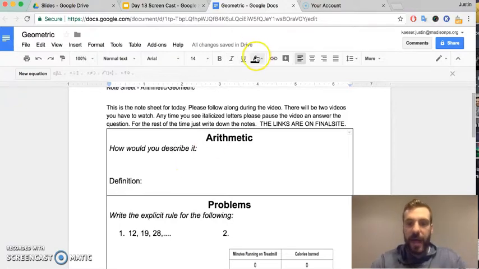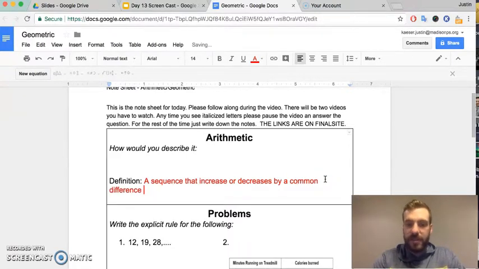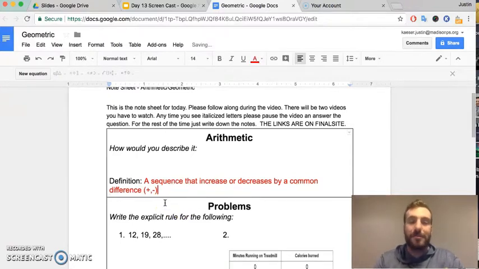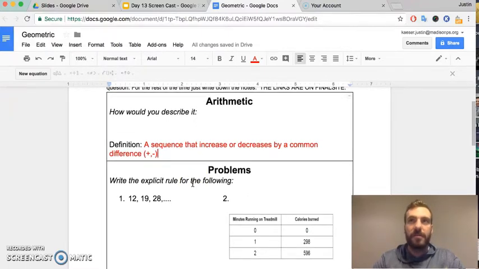All right, so welcome back. That should have taken about a minute. I'm going to give you the definition, and I've given you this definition about 3 times now. So, a sequence that increases or decreases, so it can go up or down, by a common difference. And remember that common difference, that's how it's changing. How is the pattern changing? Is it going up by 3, down by 3? It needs to be the same thing every time, and we're going to introduce what it looks like when you're not adding or subtracting today. That's the new thing you're going to be learning.